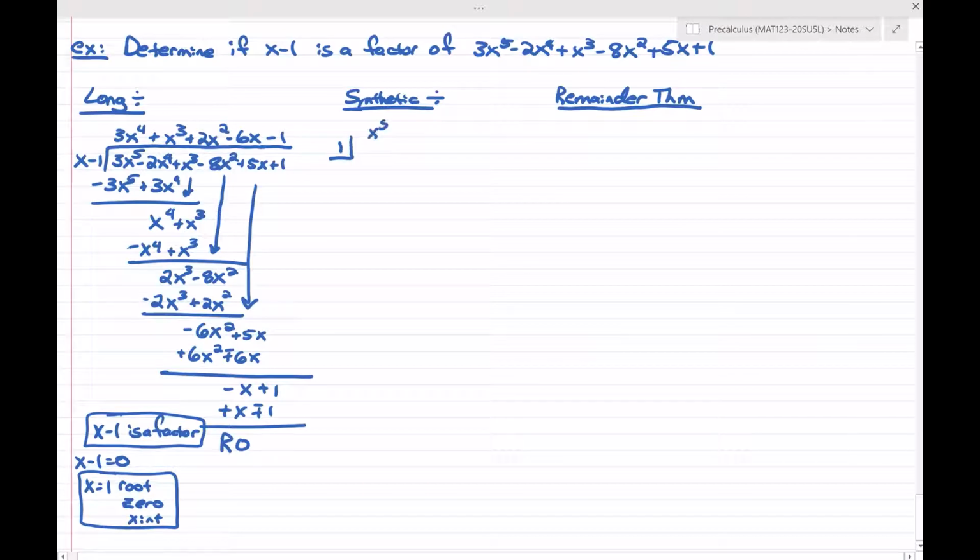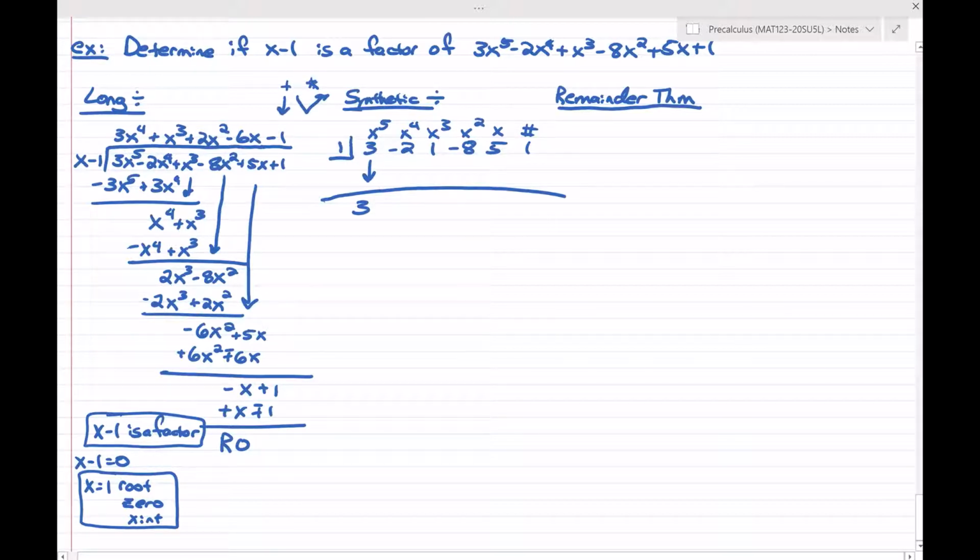And we have an x to the fifth, so I'll write the powers here to make sure I'm organized. And I'll write my coefficients. And let's go. Bring the 3 down. 3 times 1 is 3. We multiply going diagonally, we add going up and down. So we get 1, 2, negative 6, negative 1, and a remainder of 0. I mean, we did that in, what, 30 seconds?